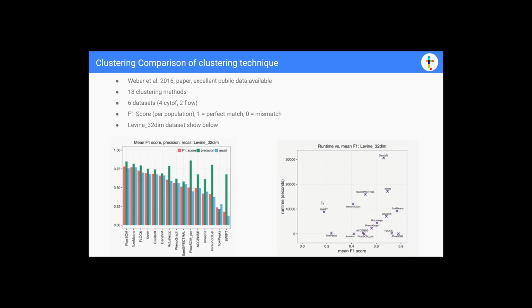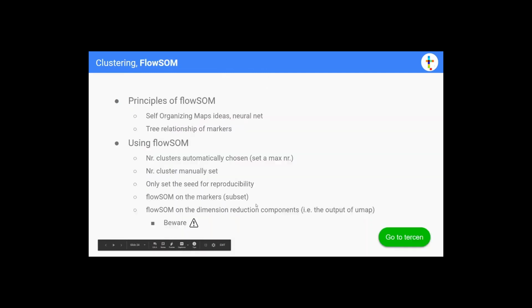Here, he also checked how performant they were in terms of time and how long you had to wait. And he put the F1 score on the x-axis, but also the time it took to run on the y-axis. And for this data set, the 1132 DIM, you see FlowSOM scores very well. So FlowSOM is what we recommend at this stage.